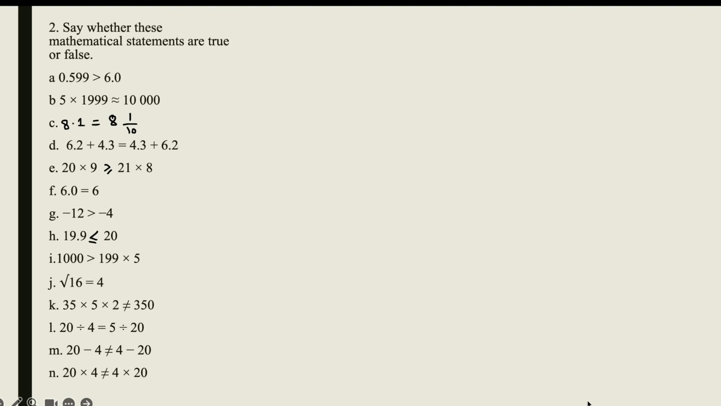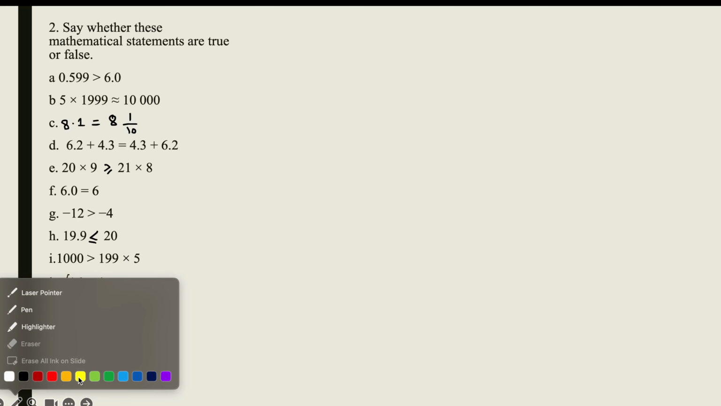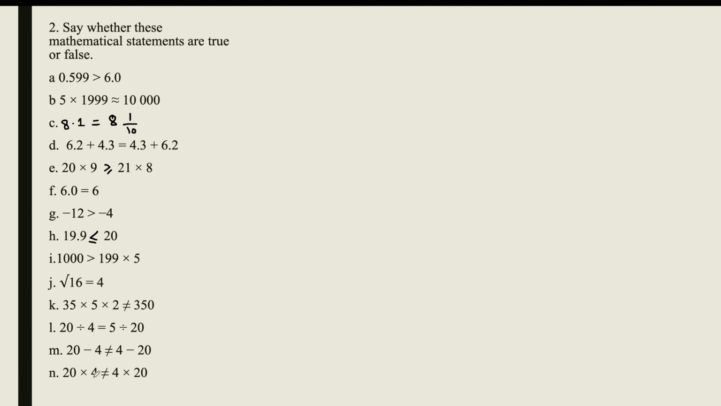The second question of the exercise asks to say whether these statements are true or false. So we are going to solve them and see if they are stating true or false. So let's just make a start. The very first one says that 0.599 is greater than 6.0. So this is false.